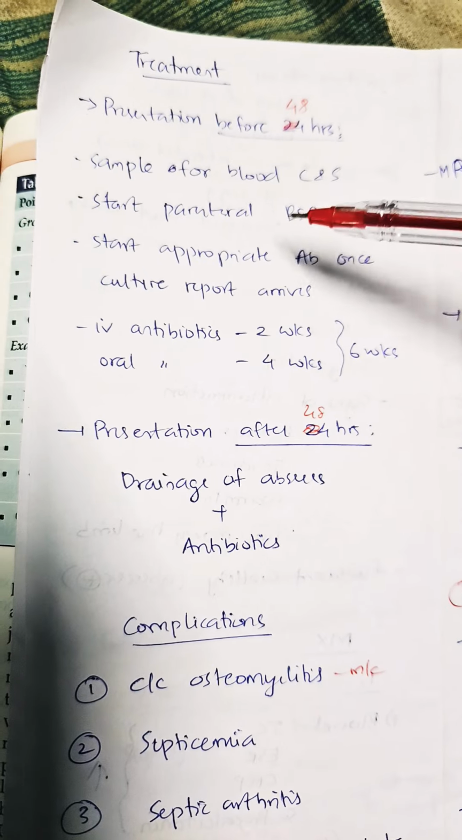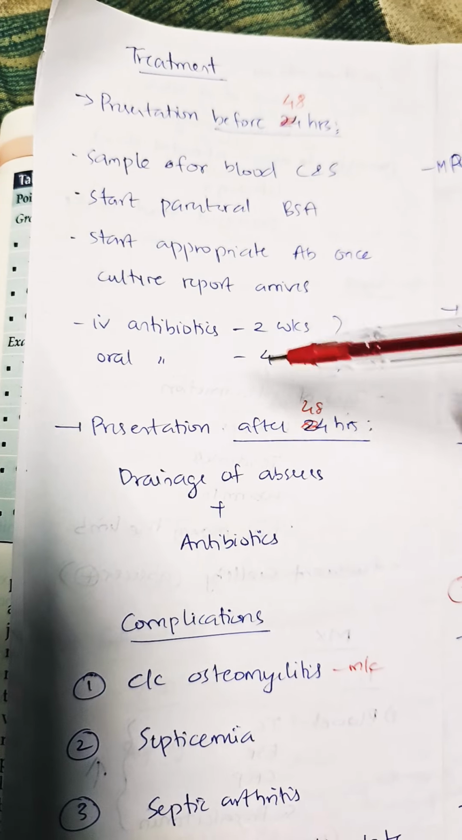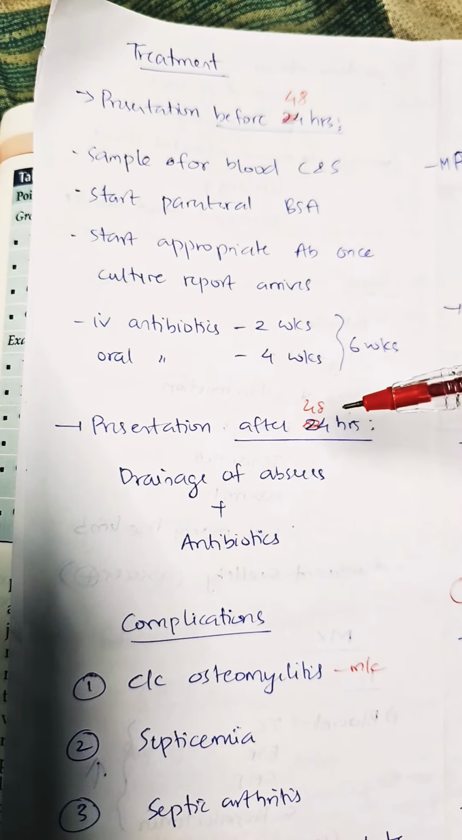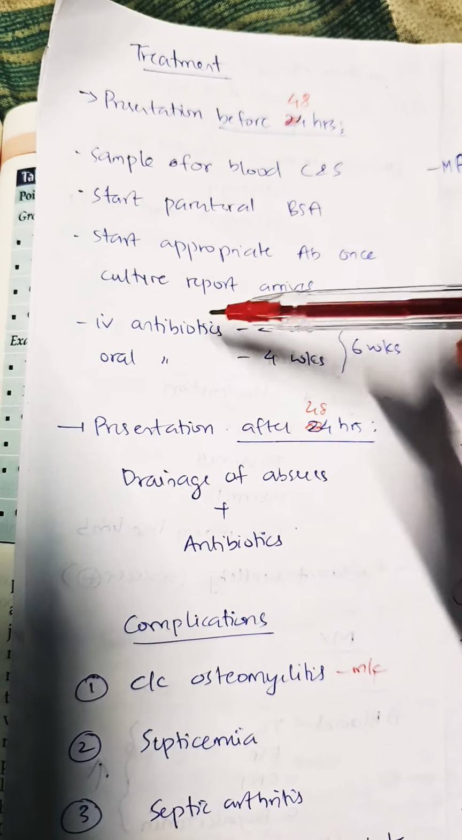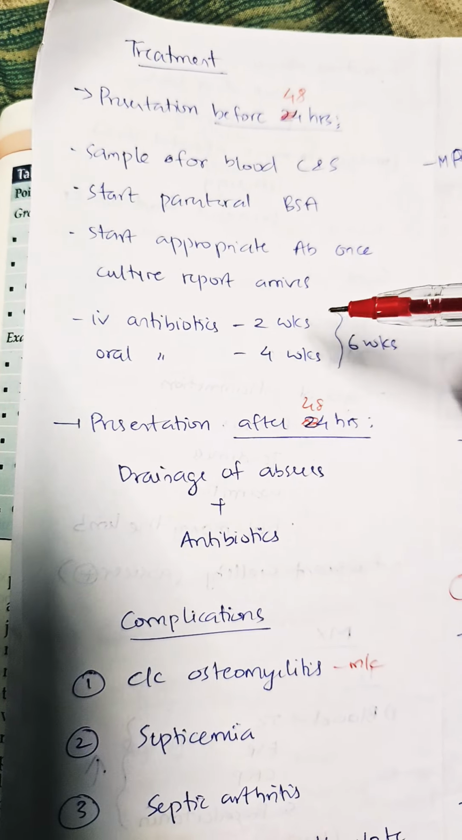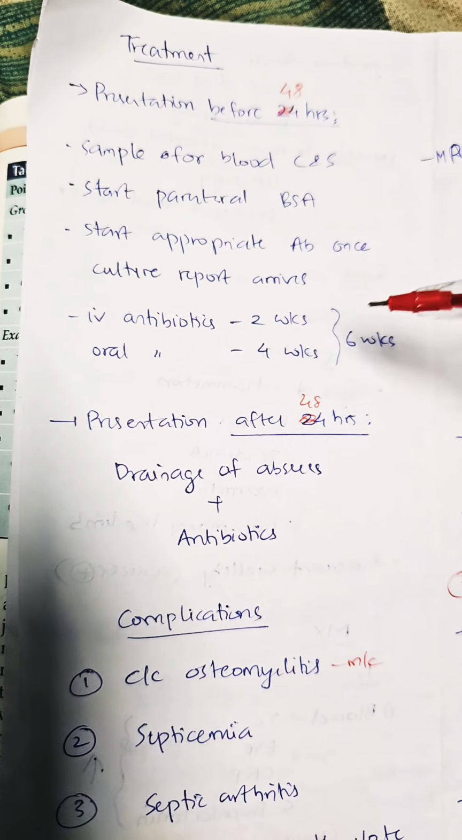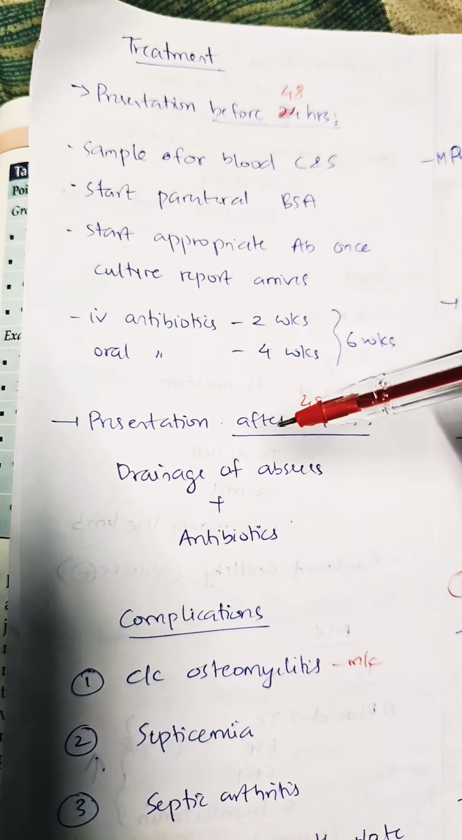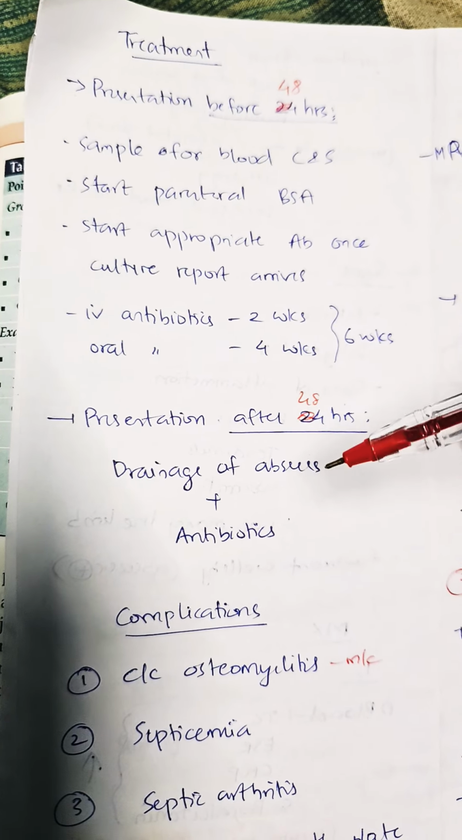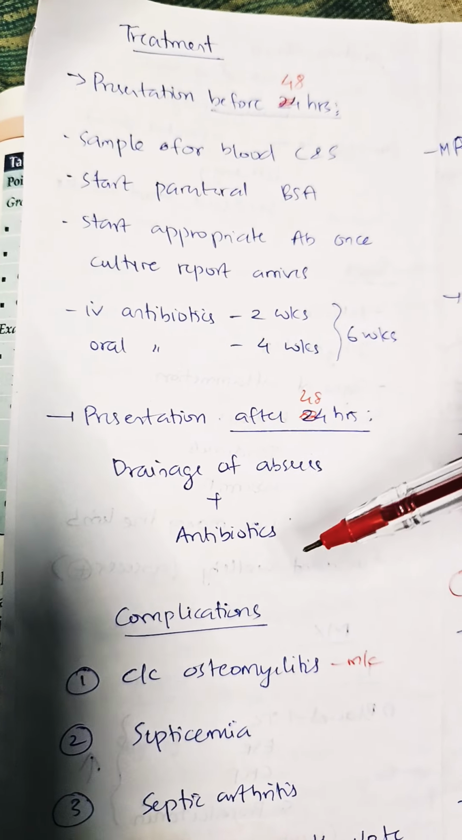So before 48 hours, the only treatment is antibiotics. That is given based on the culture and sensitivity report. So IV antibiotics for 2 weeks and that will be followed by oral antibiotics for 4 weeks. So total duration is 6 weeks. And if he presents after 48 hours, abscess is there. So you have to drain the abscess and then antibiotics are given.